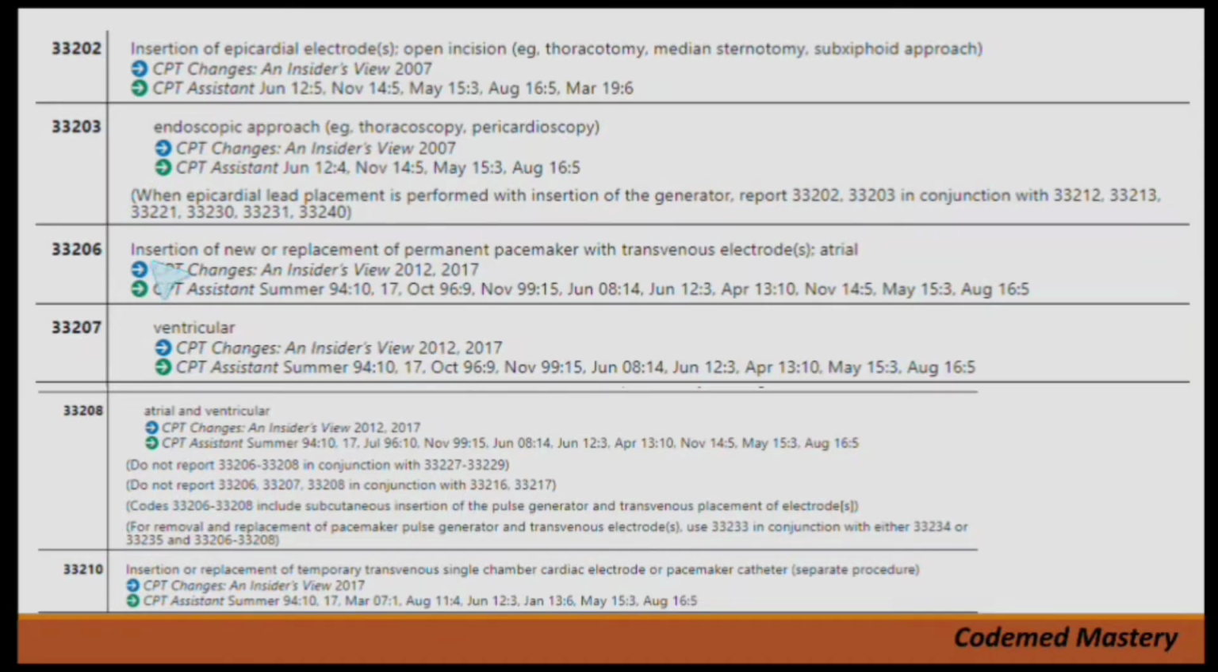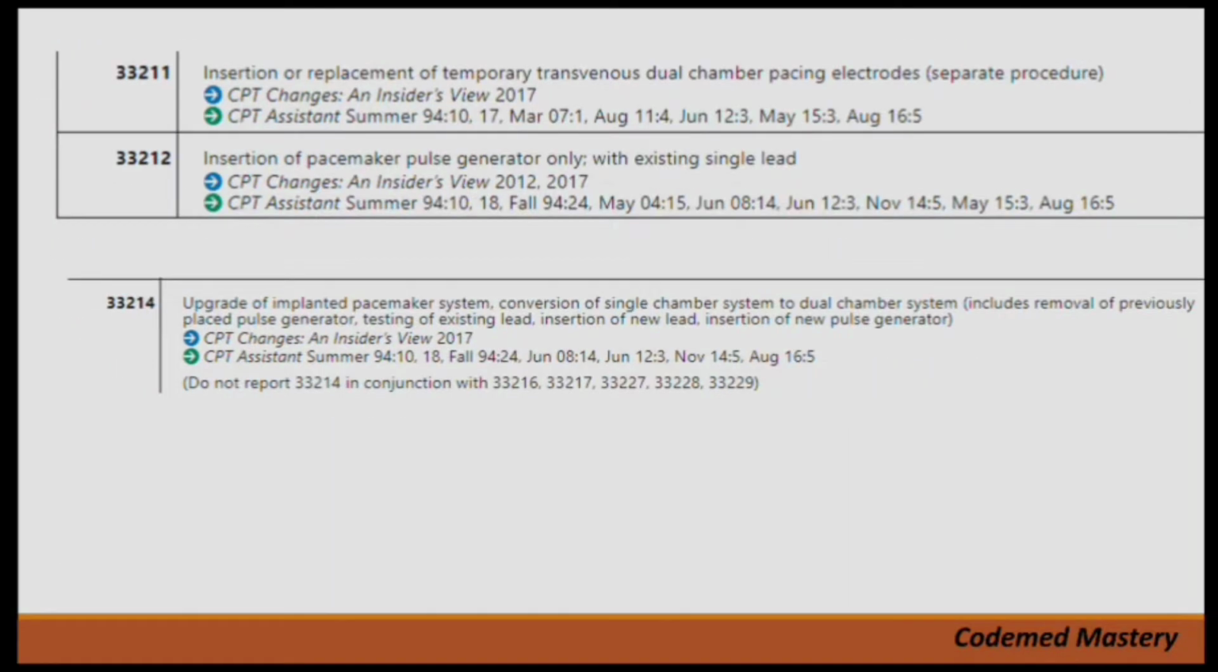Then 33206 for insertion of new or replacement of permanent pacemaker with transvenous electrodes. This is for atrial, this is for ventricular. And 33208 for both atrial and ventricular. Then 33210, insertion or replacement of temporary transvenous single chamber cardiac electrode. That is a separate procedure. Next code is 33211, insertion or replacement of temporary transvenous dual chamber pacing electrode.